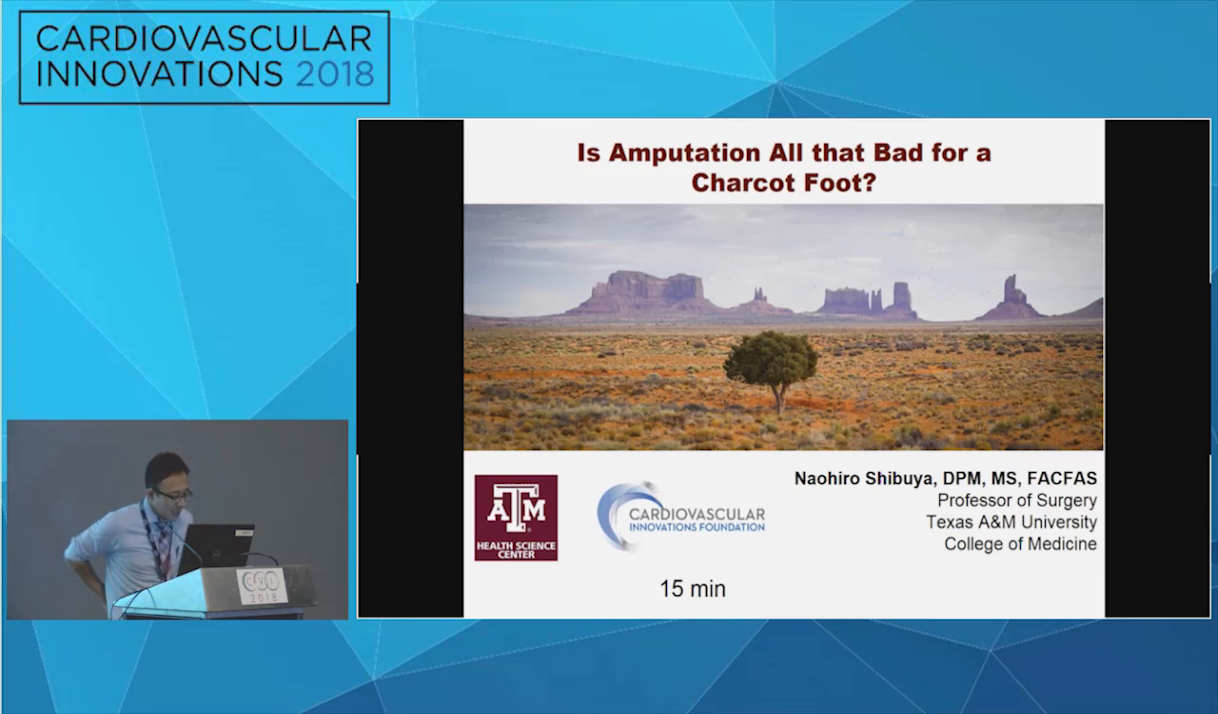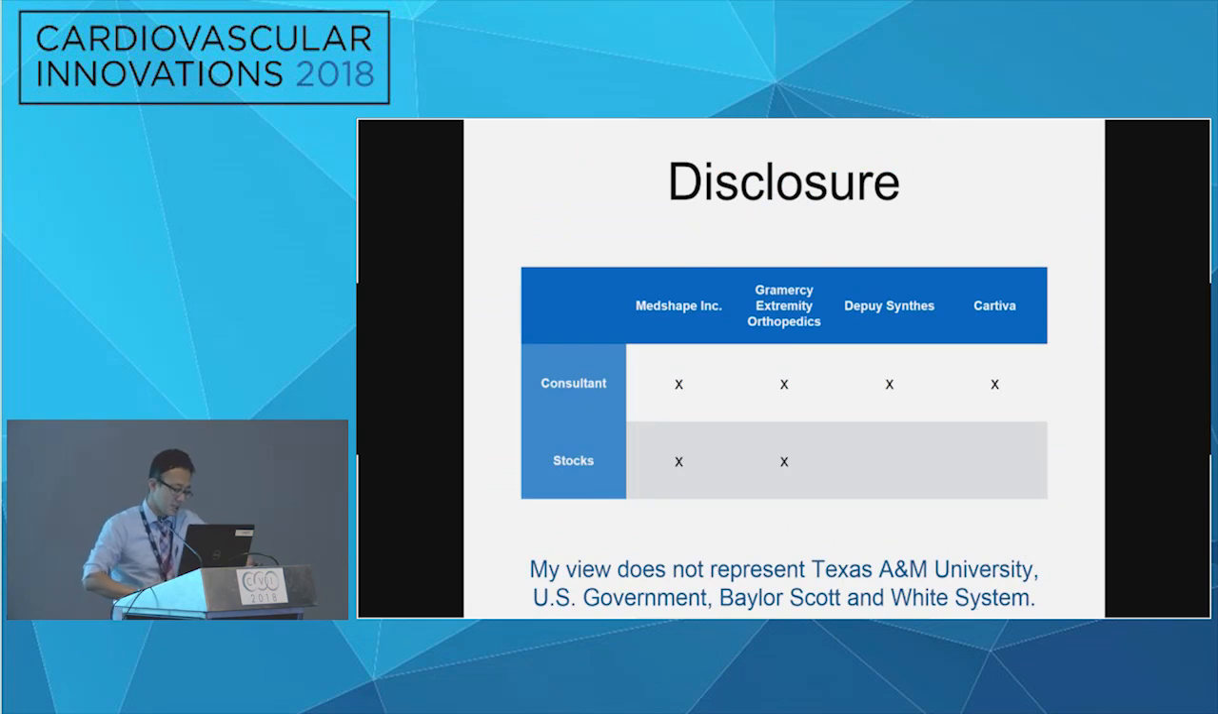Is amputation all that bad for Charcot foot? Obviously, you look at his slides, and it's a lot of work and a lot of complications associated with those reconstructive surgeries. And is amputation really any worse than what you go through with reconstructive surgeries? That's my topic.